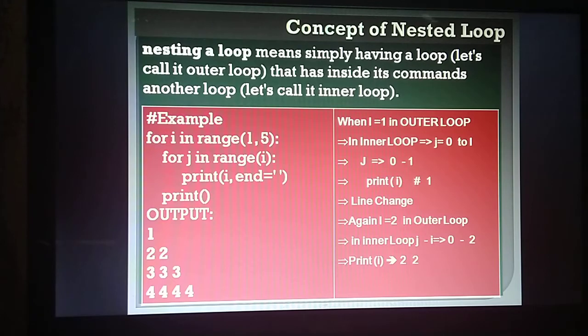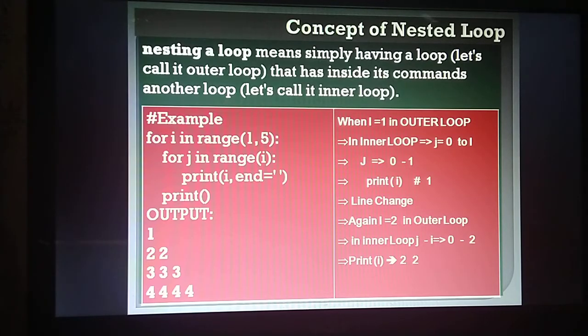Next, the line changes, and I becomes 2 in the outer loop. The inner loop will run 2 times, 0 1. So the print statement will execute 2 times. It prints the value of I. The value of I is 2, so 2 will print 2 times.